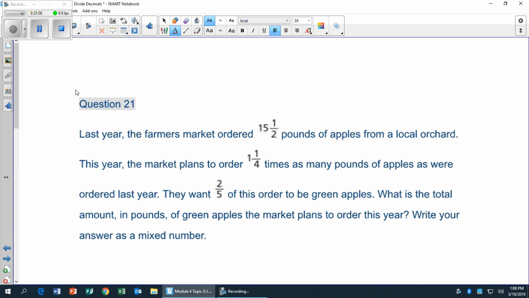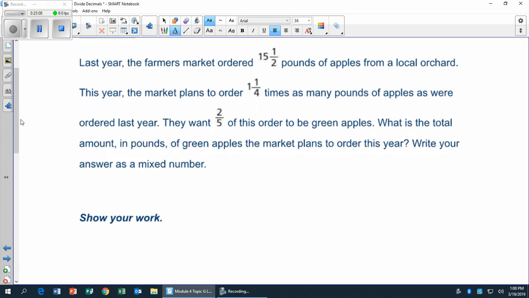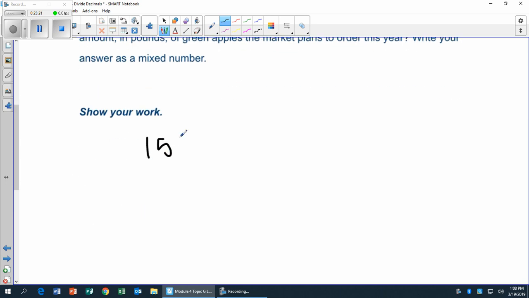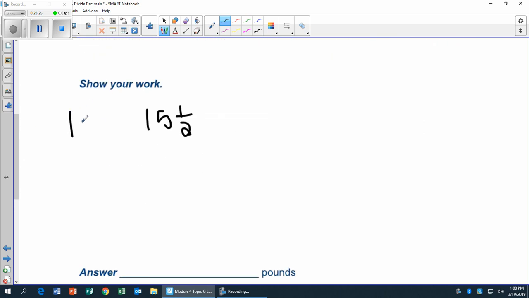Next, last year, the farmer's market ordered 15½ pounds of apples. This year, they want to order 1¼ times as many pounds of apples. So let's start with that. We had 15½ pounds of apples, but we want to order 1¼ as much. We have 2 mixed numbers here, so we need to turn them into improper fractions. So we now have 5/4 because we do times and then plus. And over here we do times, which is 30, plus, which is 31.